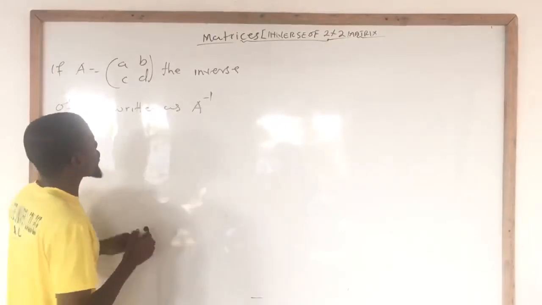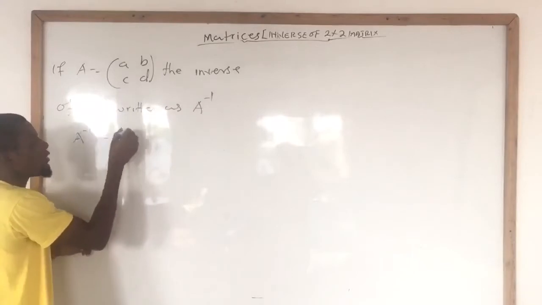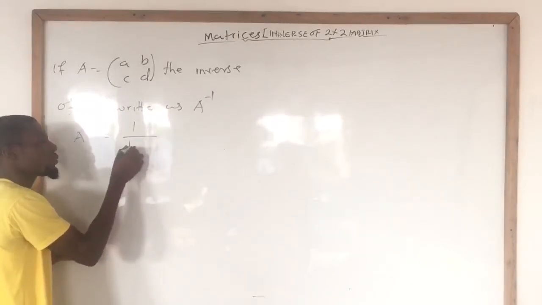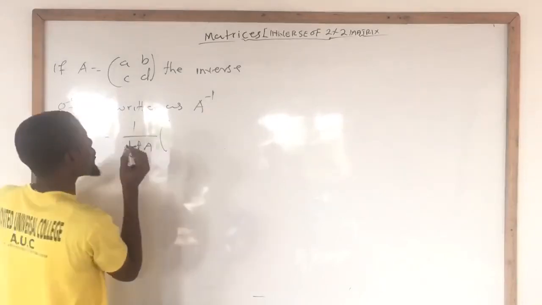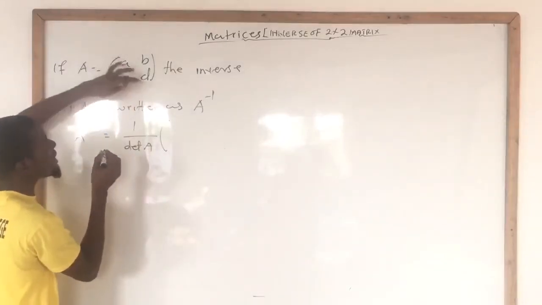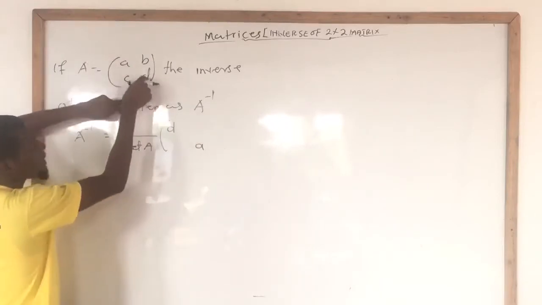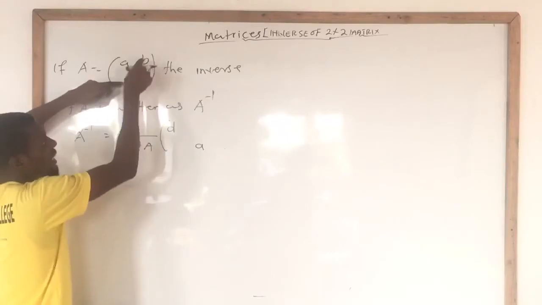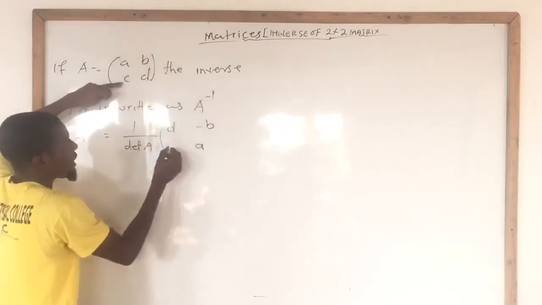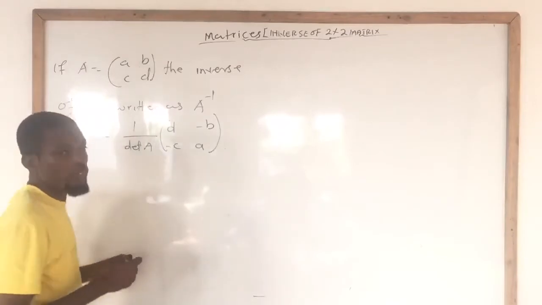Now the inverse of a matrix A is given by 1 over the determinant of A, times, look at what we do, we interchange the leading diagonal, so D comes here and then A comes there, that's the leading diagonal, and then we negate the other two, so minus B and then minus C. This is how we find the inverse of a matrix.